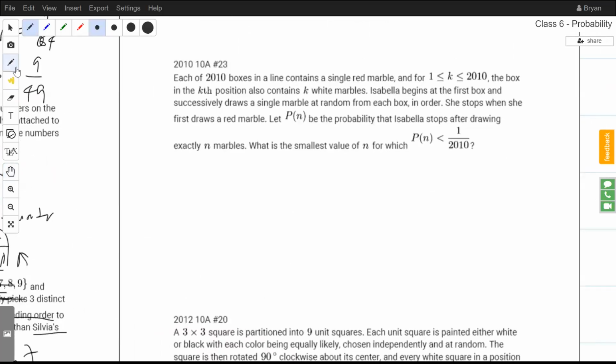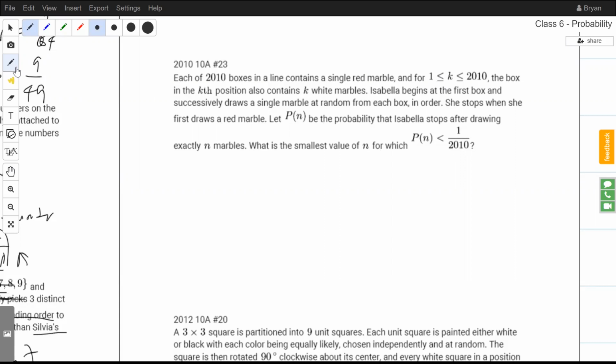If we have 20 boxes in a line, and each of them contains 1 red marble and K white marbles, and Isabella begins at the first box and just keeps on drawing marbles until she gets the red one, what is the probability that she stops after drawing exactly n marbles? And this probability is less than 1 over 2010.